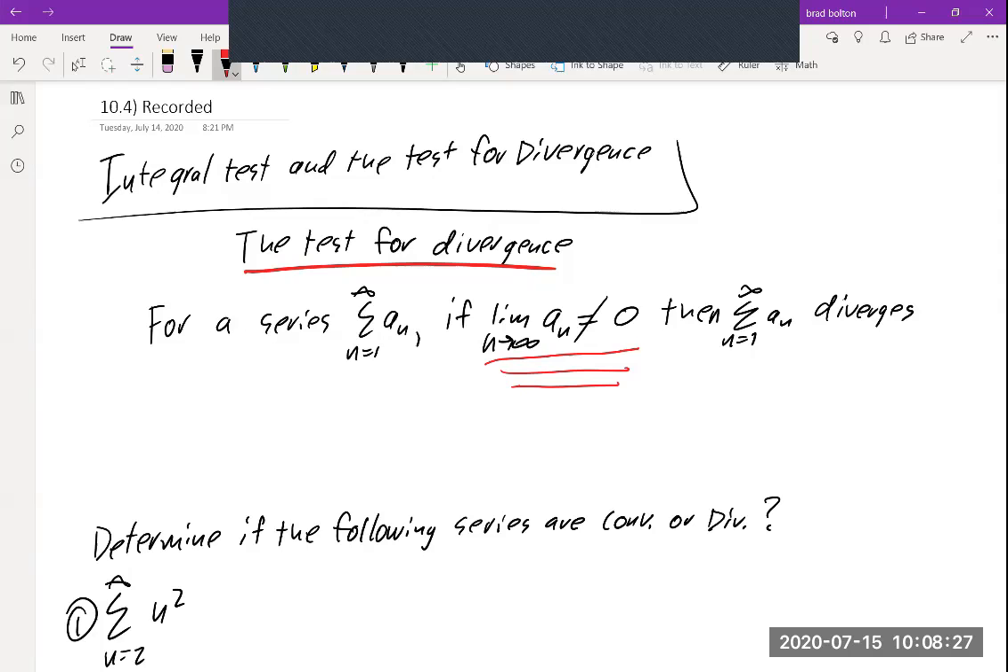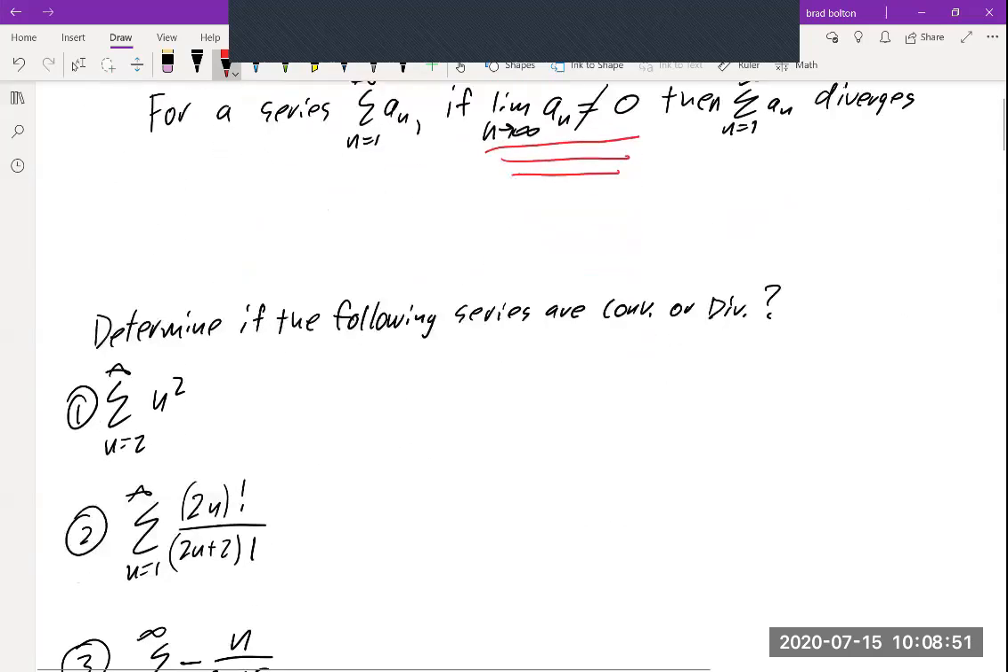This is a one-way street. I shouldn't say a one-way street, but the opposite isn't true. If it's not equal to 0, then it's convergent? No, that doesn't work. This is only a test for divergence. So the divergence test can only tell you divergence. It can't tell you convergence, okay? You might think that, well, if it's not divergent, then it must be convergent. That's not true. It just means the test doesn't work for that particular problem.